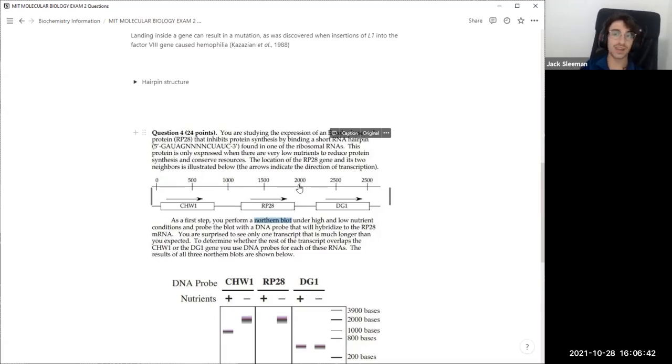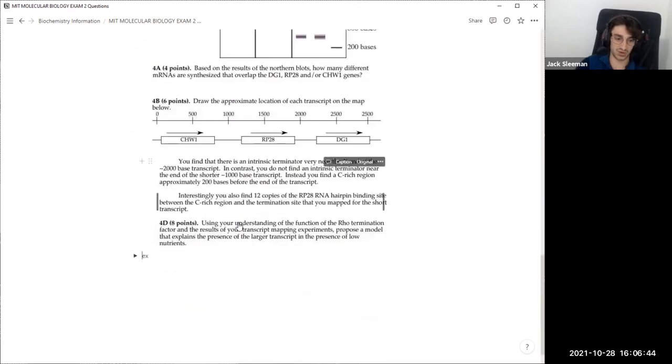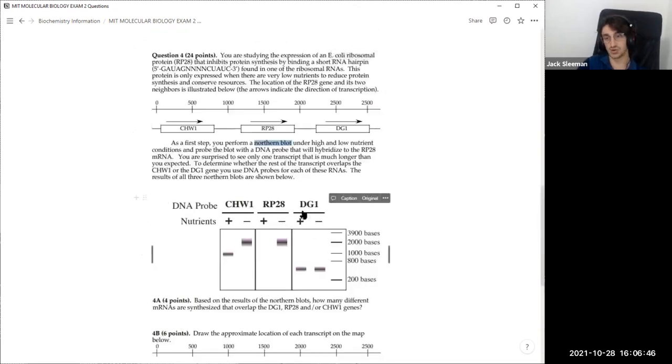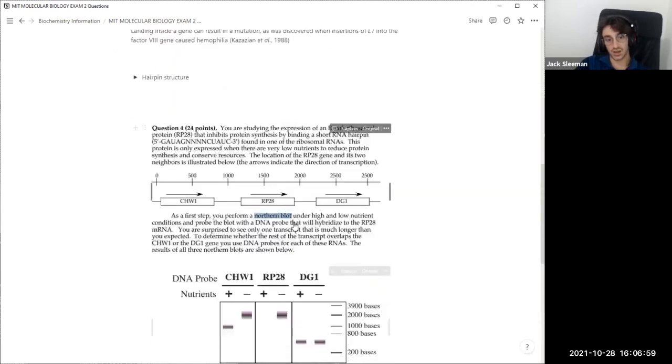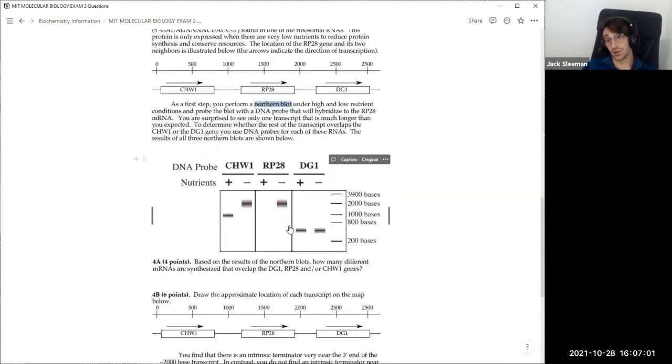And now here we got some postulation going with respect to the nutrient rich and nutrient poor conditions. So it's saying, using your understanding of the rho termination factor, propose a model that explains the presence of the larger transcript in the presence of low nutrients. So this is pretty easy. You look at how rho-dependent termination happens and how intrinsic termination happens.